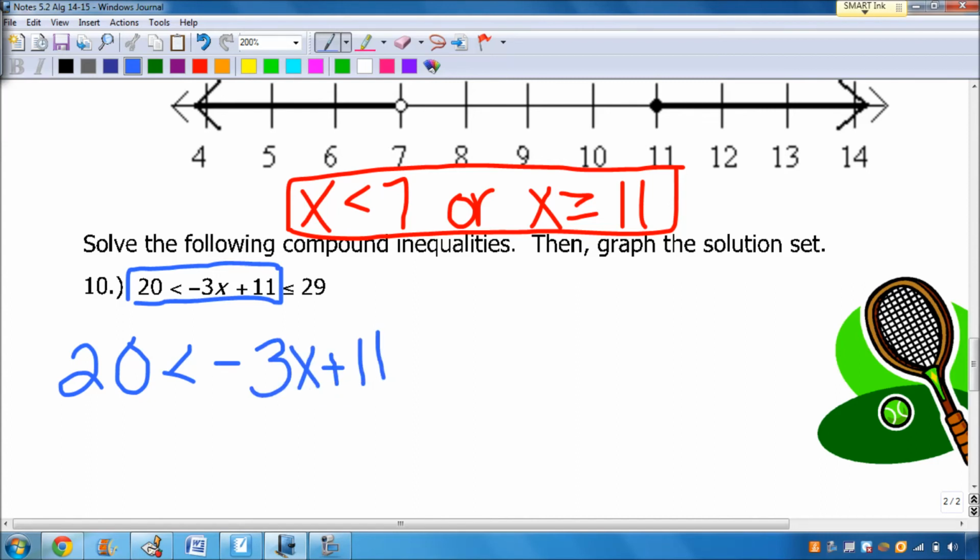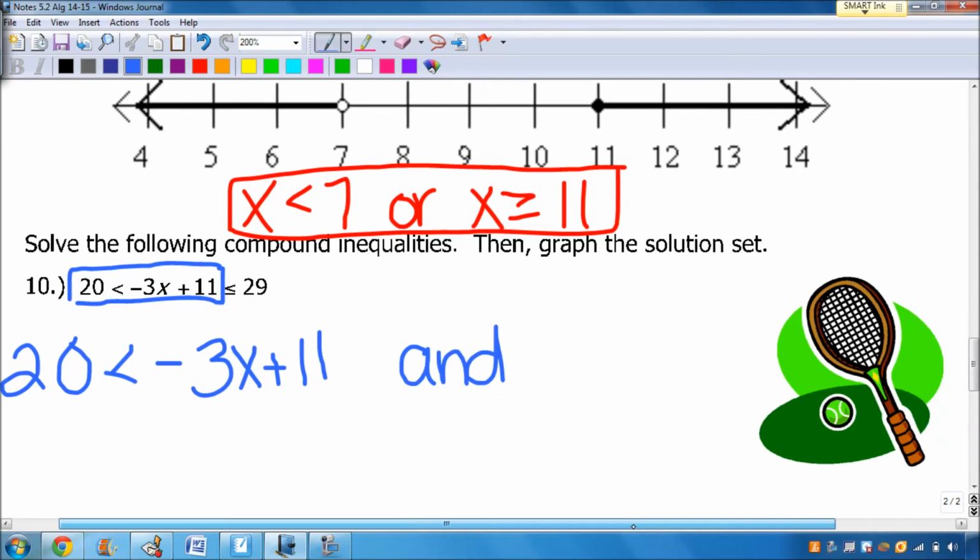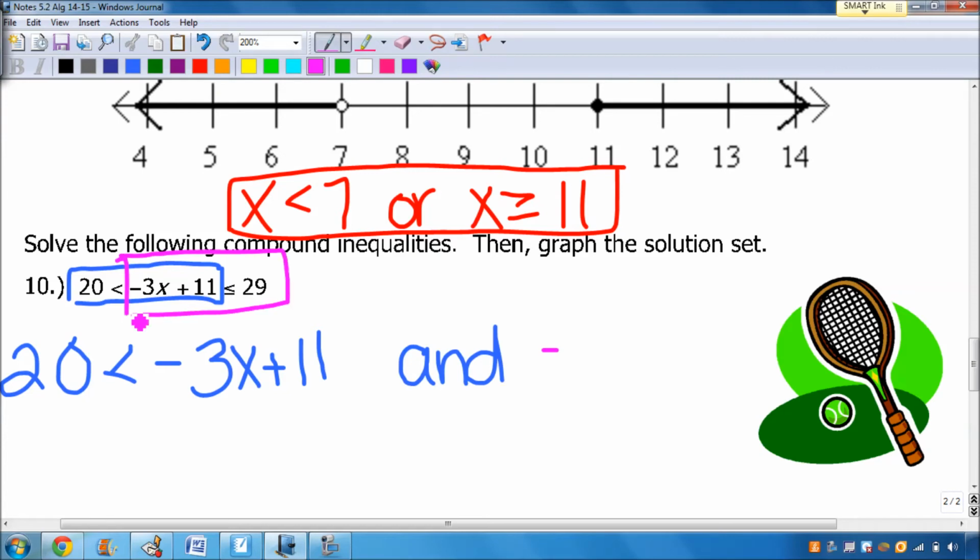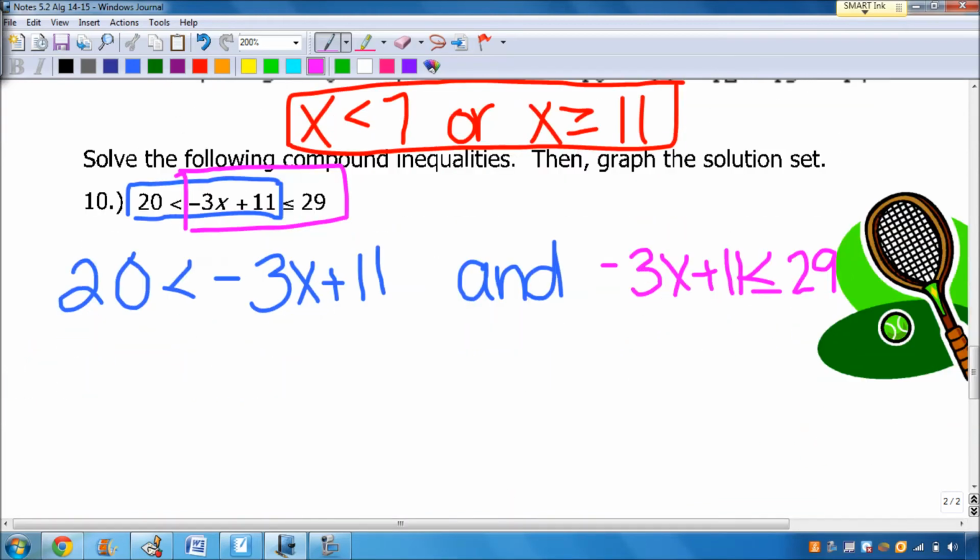But I also have to have my second inequality. Now, since it's stuck together, it's an "and" problem. So my second inequality would be -3x. I would start right after that first inequality sign. So it'd start at -3x and it would go all the way to the end. So -3x plus 11 is less than or equal to 29. All right. So then I just have to solve my inequalities.